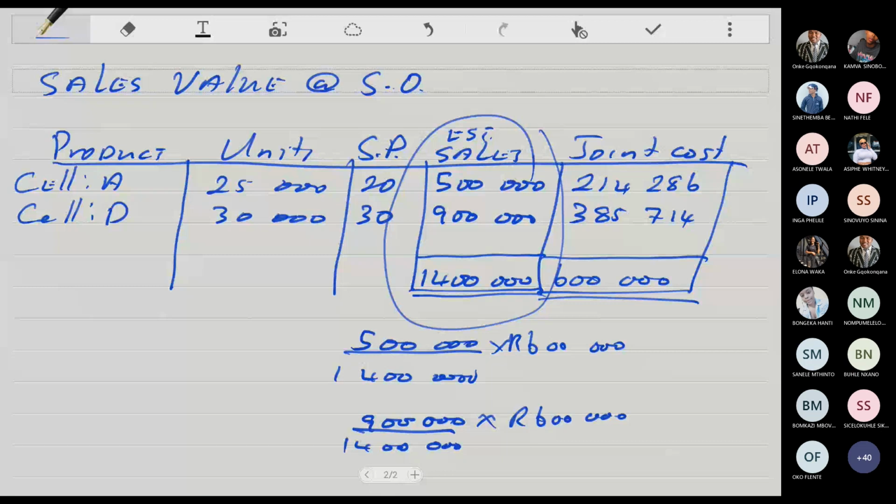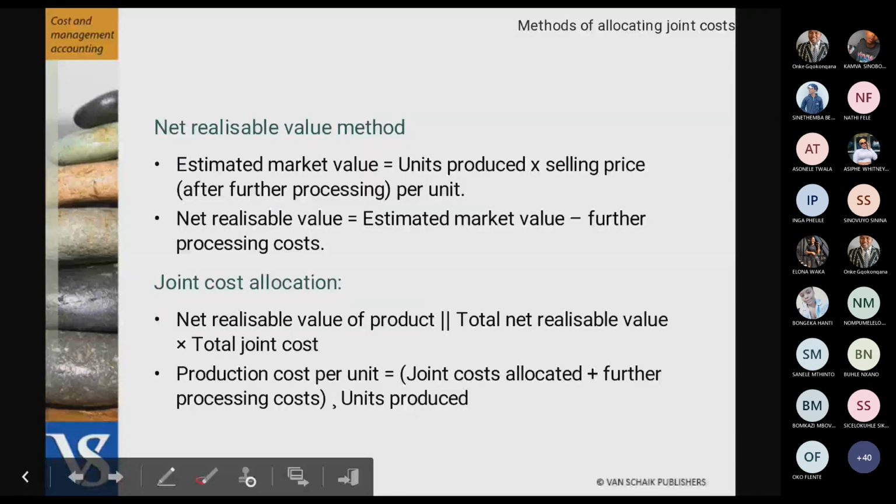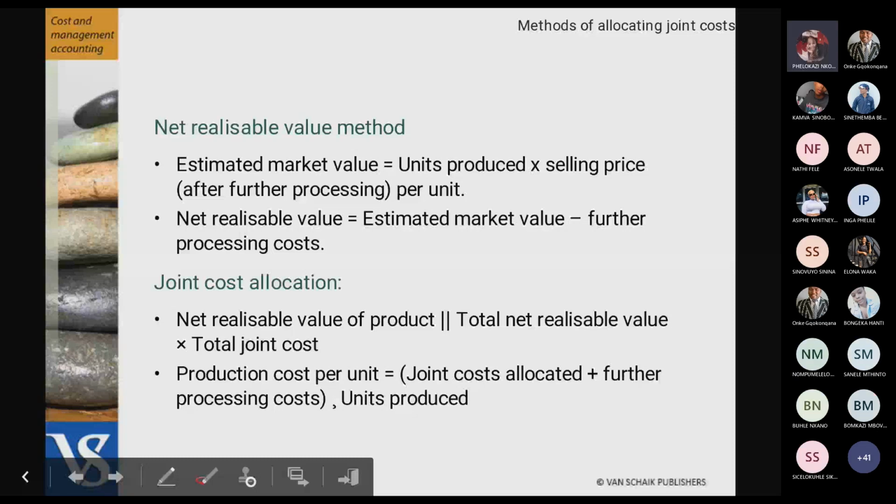That makes us come up with a new method, which they call the net realizable value method, as our third method that we can use to allocate the joint cost. So the net realizable value method, the first thing that we do, we estimate the market value. That's the first calculation that you have to do.